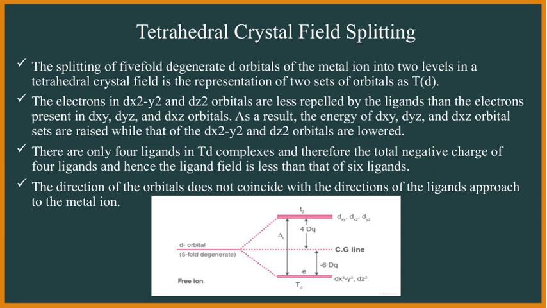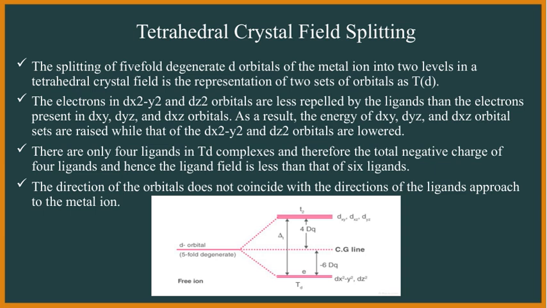Now, an important point here is how the electrons in these orbitals are affected by the ligands. Electrons in the dx²-y² and dz² orbitals experience less repulsion from the ligands compared to those in the dxy, dyz, and dxz orbitals. As a consequence, the energy of the dxy, dyz, and dxz orbitals gets raised, while the energy of the dx²-y² and dz² orbitals is lowered. Another key point is that in tetrahedral complexes, there are only 4 ligands, unlike octahedral complexes which have 6.